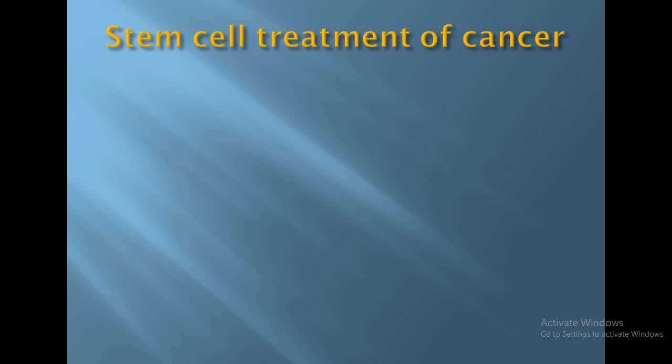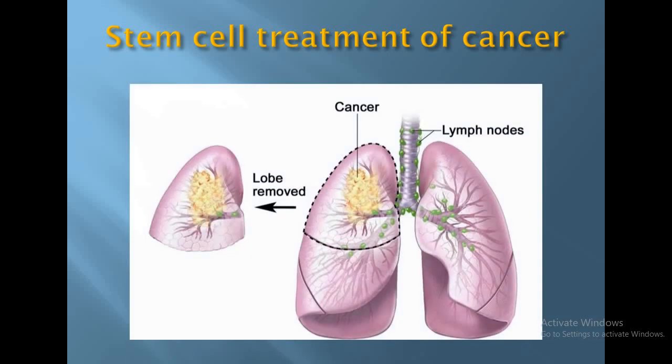So now we are going to discuss stem cell therapy of cancer. Umbilical cord blood stem cells have been used to treat cancer patients with conditions such as leukemia and lymphoma. The unfortunate side effect of the chemotherapy is what the stem cell transplant attempts to reverse.